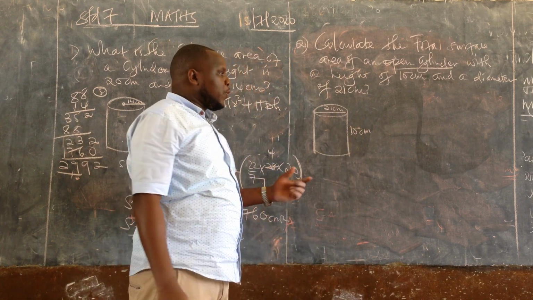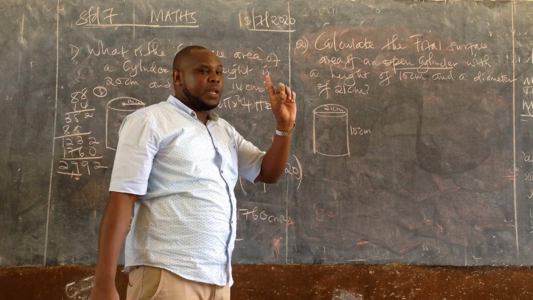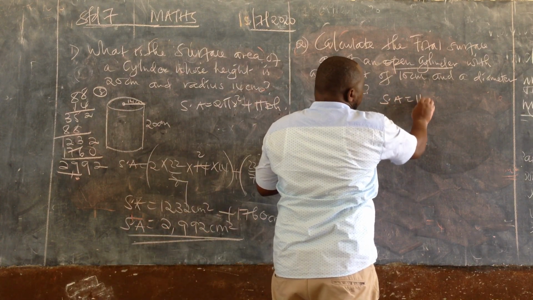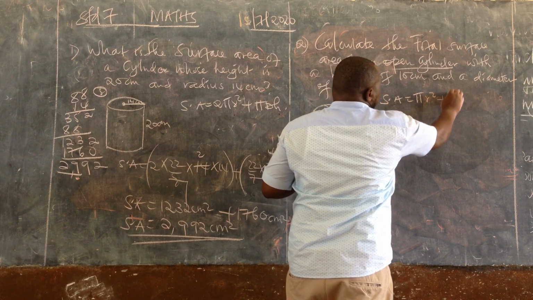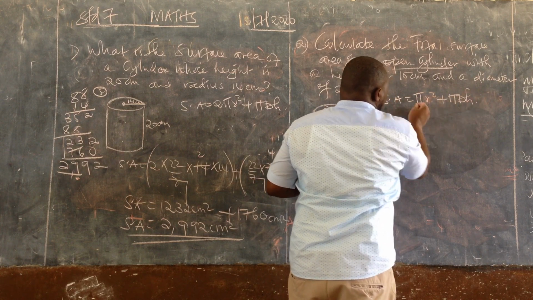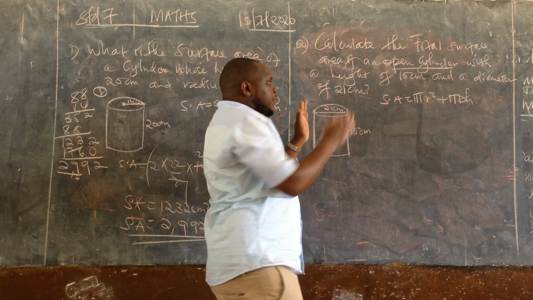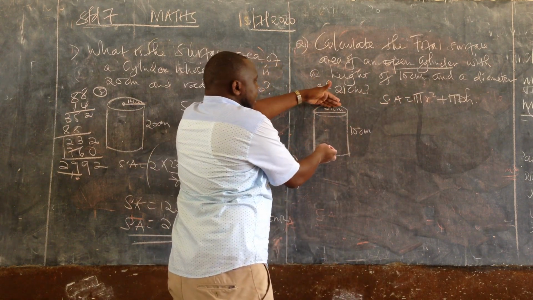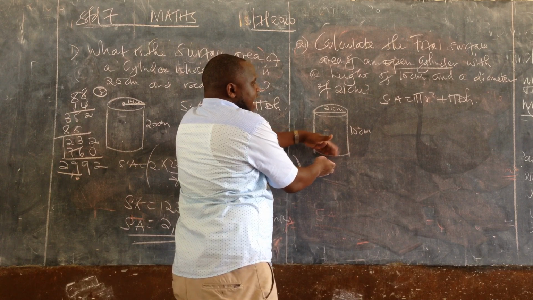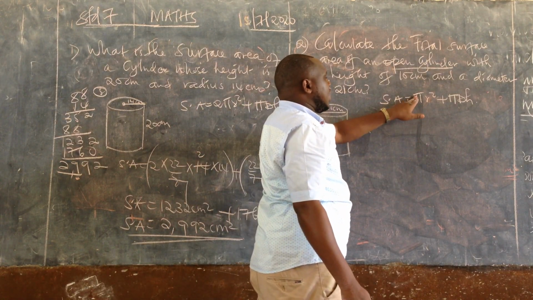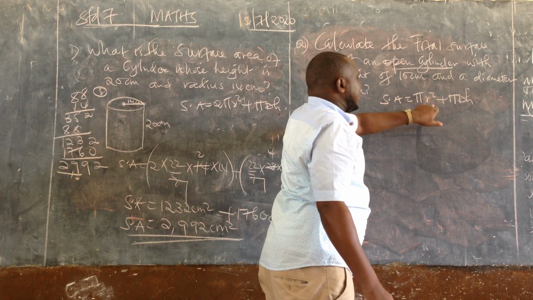And so, which formula are we going to use? We are told it's open, so one circular part. So surface area will be equal to pi r squared plus pi d h. One circular part, because it's open. So the first part is the area of the two circular parts, and the last part is the part of the curved surface. But here we have only one circular part, so we get pi r squared.